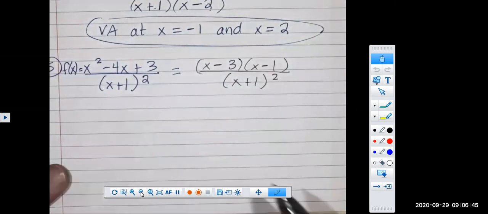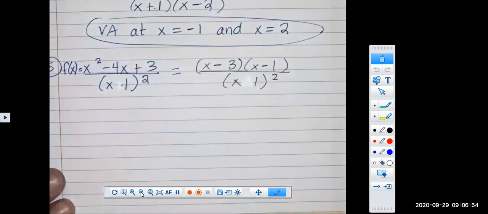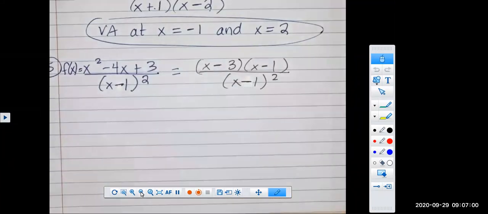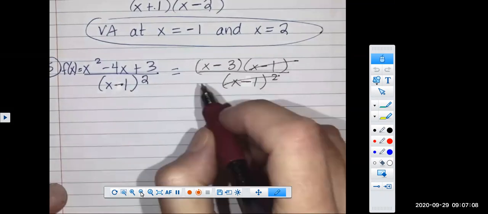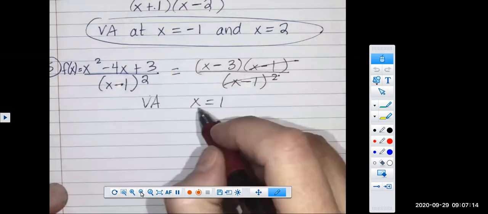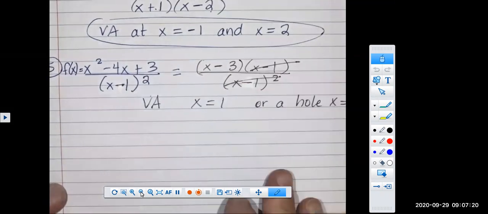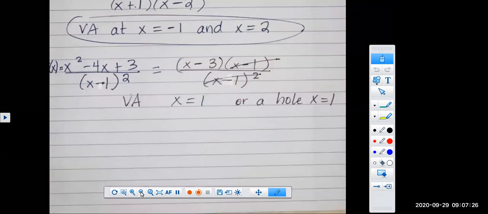Change the sign. Well, never mind. Yeah, go ahead, change it. Okay, if you run into this, notice that only one of your factors will cancel. So you may have a vertical asymptote at x = 1 or a hole, since it's the same factor. But you have to graph it to check. So x = 1 or a hole at x = 1 there.